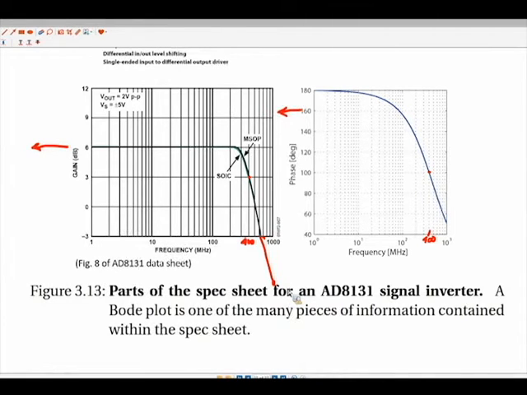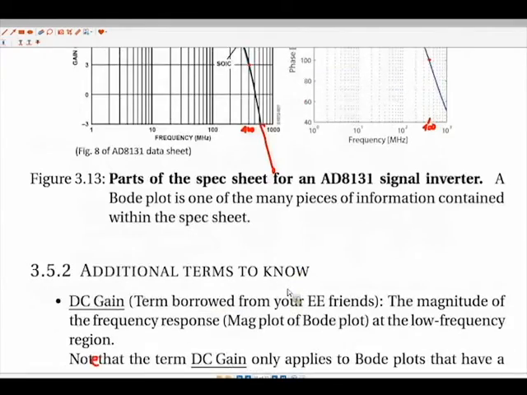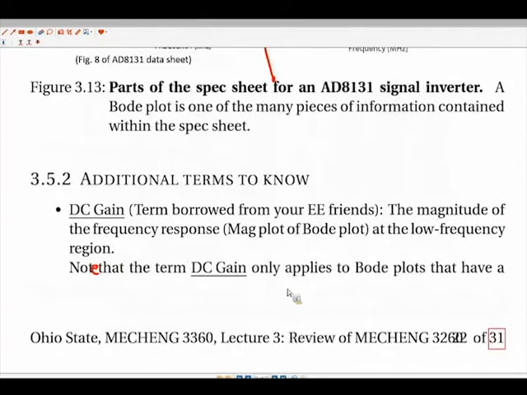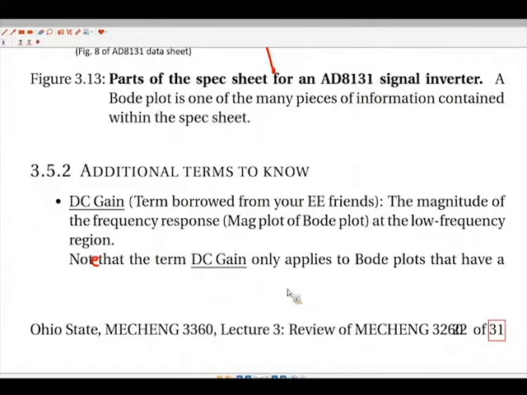Why 3 decibels? Anyone know that answer? Isn't a gain of 3 decibels double the amplitude? So it's square root of 2 over 2. You're very close.